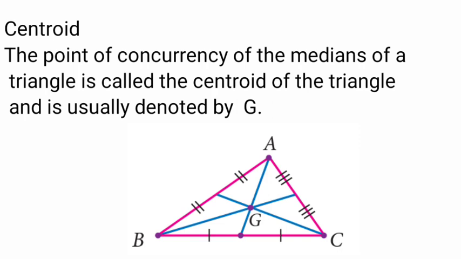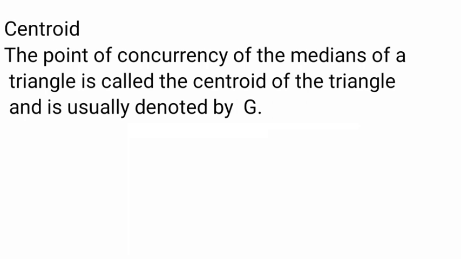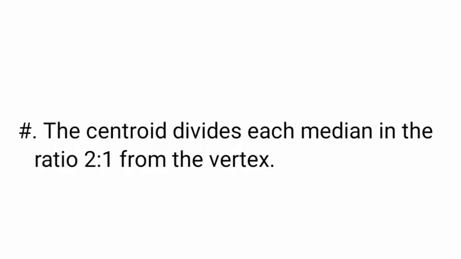The three medians intersect at a point of concurrency, and that intersection point is called the centroid. It is usually denoted by G. Hence, the centroid divides each median in the ratio 2:1 from the vertex.